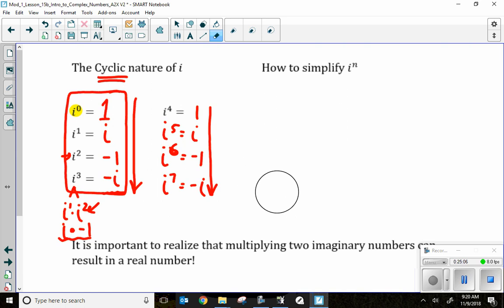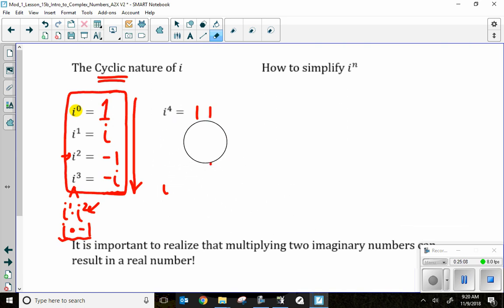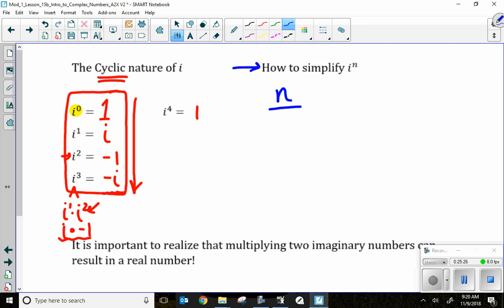So, why is that significant? Because they're going to tell you to simplify something like i to the 32nd or i to the 17th. And how do we simplify that? I take n and I divide it by 4. I get a quotient, which is the answer, and then I get the remainder. Whatever the remainder is becomes your new exponent.